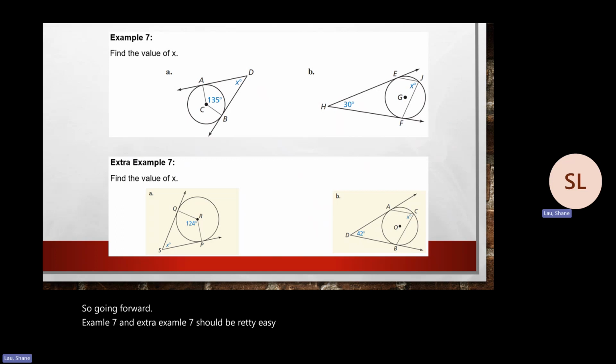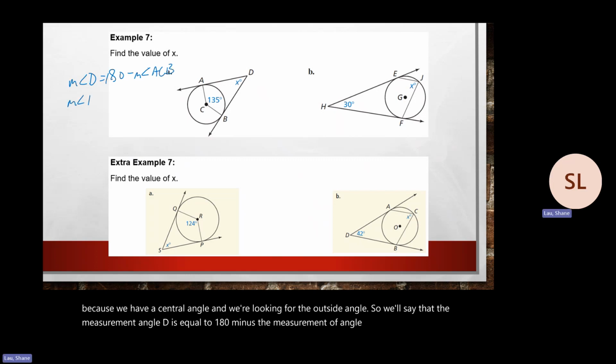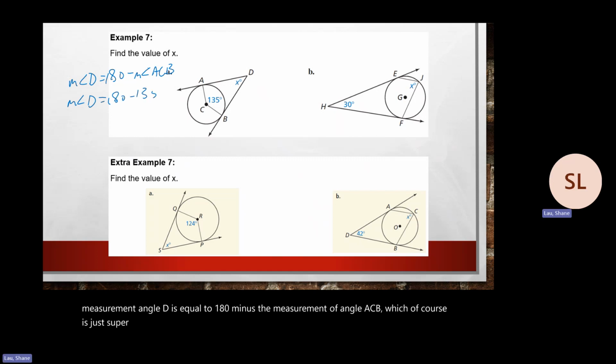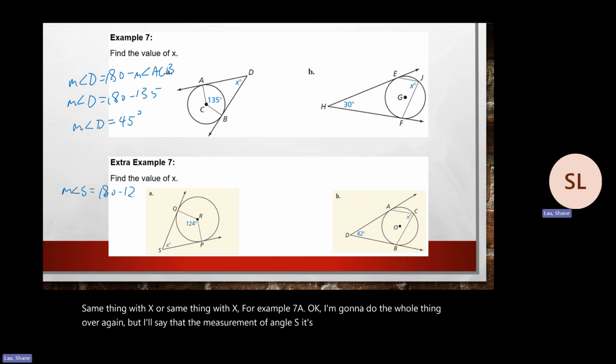We know that they're going to be easy because we have a central angle and we're looking for the outside angle. So we'll say that the measurement of angle D is equal to 180 minus the measurement of angle ACB, which of course is just super straightforward. Measurement of angle D is equal to 45 degrees. Same thing with extra example 7a. I'm not going to do the whole thing over again, but the measurement of angle S is 180 minus 124, so the measurement of angle S is equal to, do the math, 56 degrees. Those are our simple problems.